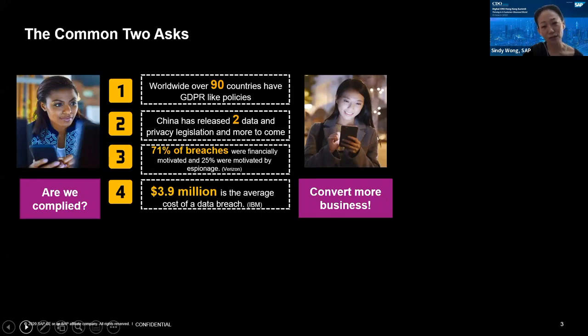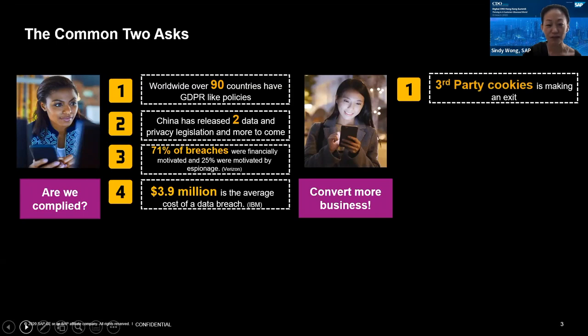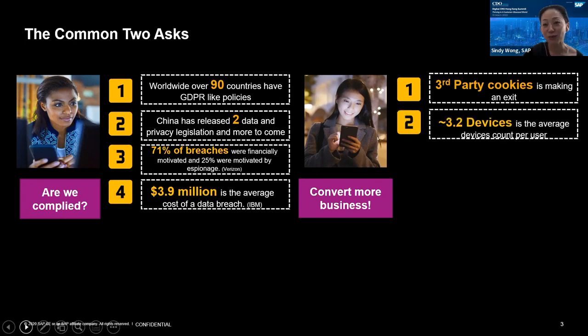In China or some of the APAC countries, we're talking about 4 to 5% of revenue as the maximum fine. And also in the market, we're talking about third-party data cookies. They're going to make an exit. Everyone is telling you that you must collect first-party data, zero-party data, echoing the panelists' speeches today. And how do we do that?